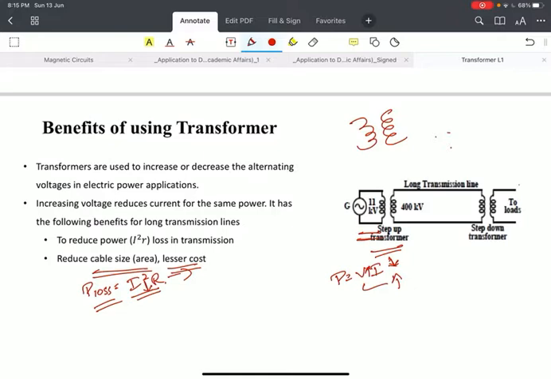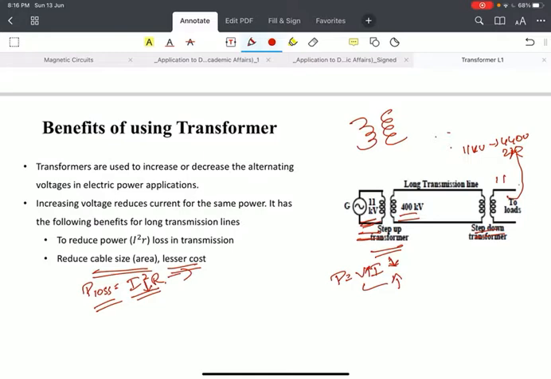So let us say we are generating the power at 11 kilovolt. Then we will step up the voltage and transmit it at 400 kilovolt. Then again, in the distribution stations, we will step it down to 11 kilovolt. Then this will be transmitted to your home. There will be a transformer near your home which will step down again from 11 kilovolt to 440 or 230 volt, depending on three phase or single phase supply. So this is one of the benefits of transformers.